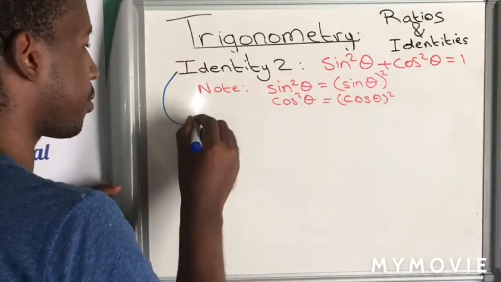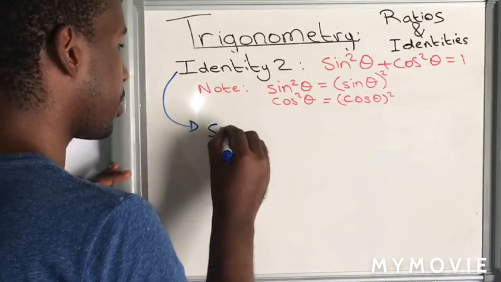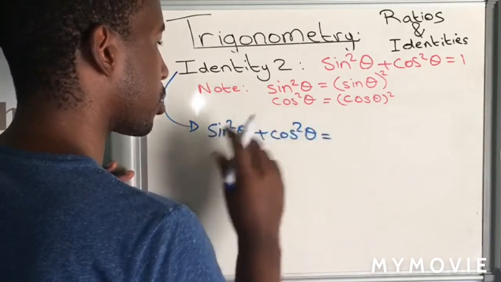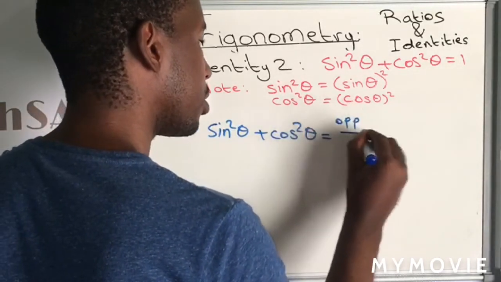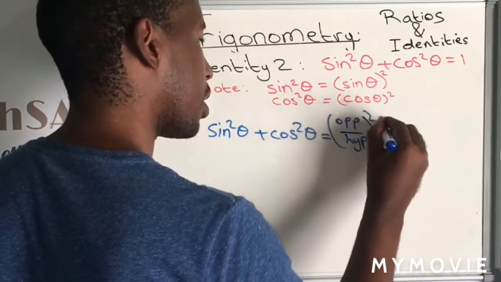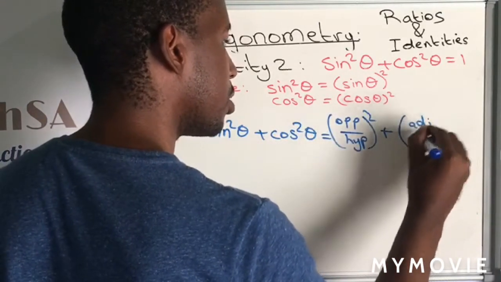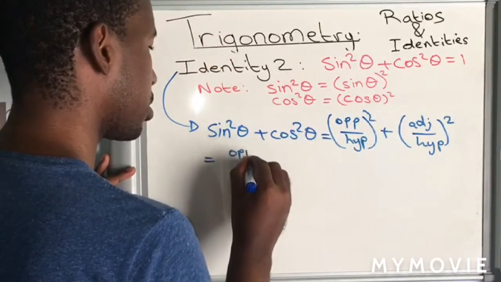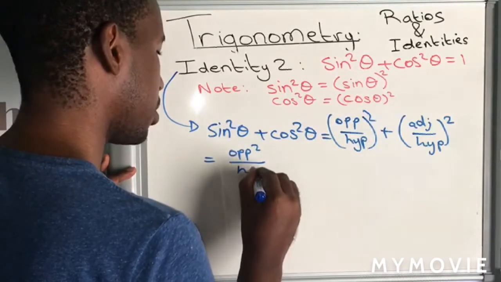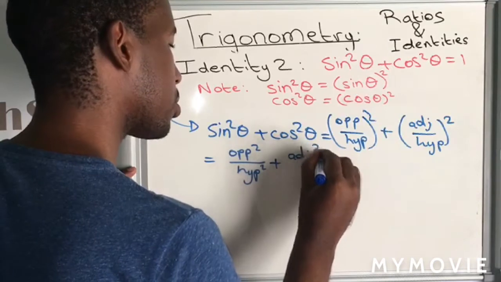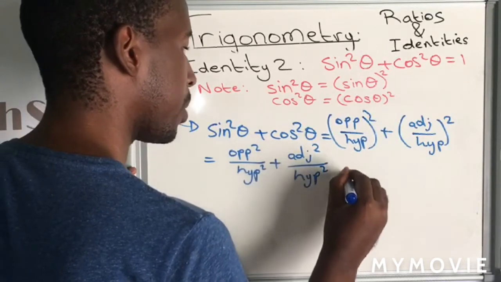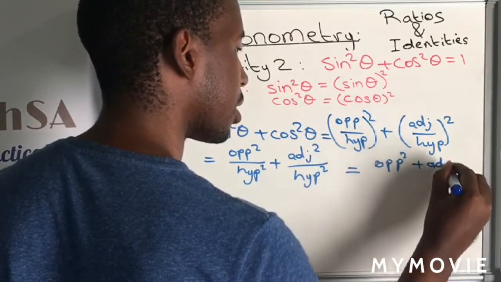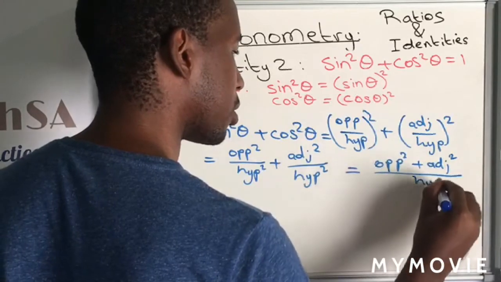Now let's look at this in terms of our ratios. Sine squared theta plus cos squared theta is equal to the opposite side over hypotenuse, by our definitions, squared, plus adjacent side over hypotenuse, squared. Now this here gives us, by laws of exponents, opposite side squared divided by hypotenuse squared plus adjacent side squared divided by hypotenuse squared, which by fraction addition is going to give us opposite side squared plus adjacent side squared, divided by the hypotenuse squared.